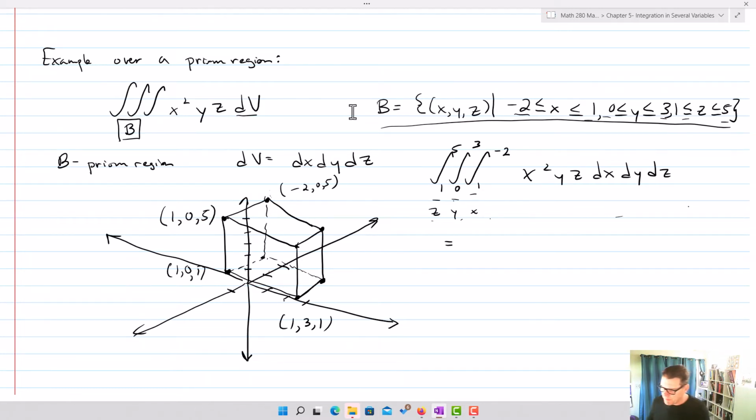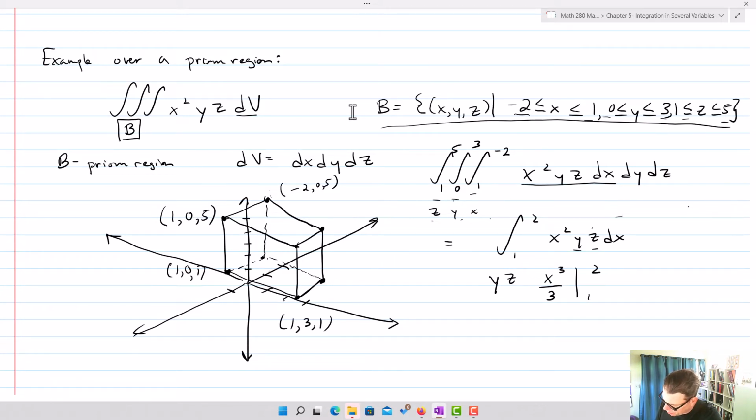What I'm going to do first, I've got my triple integral here, and I'm actually just going to consider x squared yz dx. So I'm going to take that integral from -2 to 1 of x squared yz dx, with my other integrals here. Just for demonstration purposes, we're going to hold y and z constant. So basically that's going to become yz, and then x cubed over 3, and we're going to evaluate from -2 to 1.